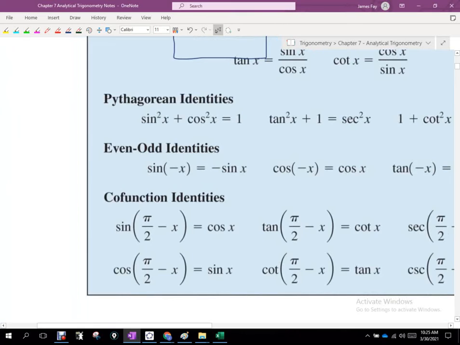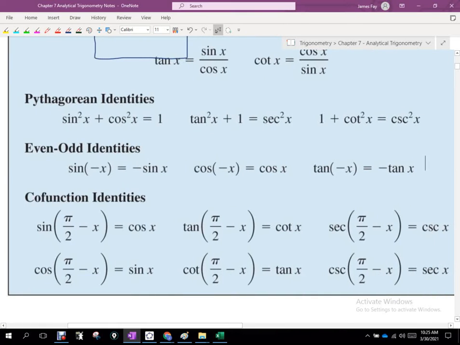Here are our even odd identities. Those are things we hopefully remember from the last chapter. And those are just coming off the symmetry of the unit circle, right? So if I want sine of negative x, I'm going to travel clockwise, okay? And we'll find my y value. That y value is going to be the opposite of the y value if I would have traveled the same x but in a counterclockwise direction.